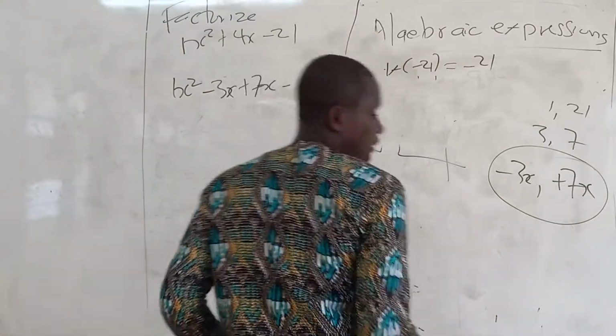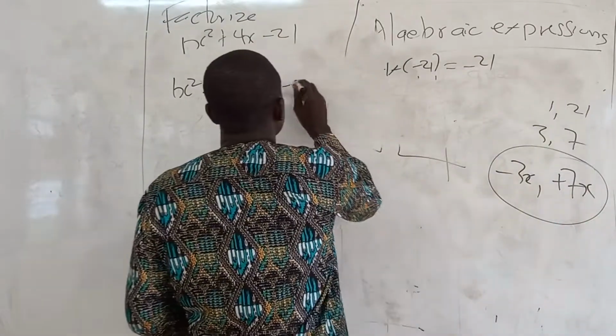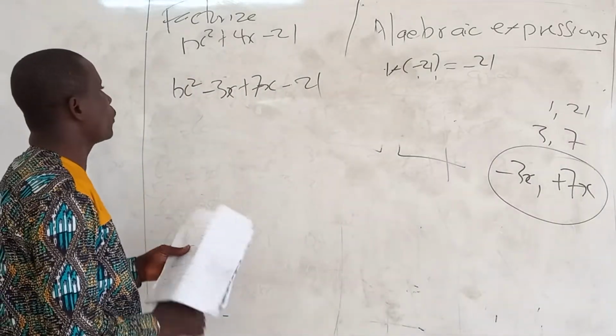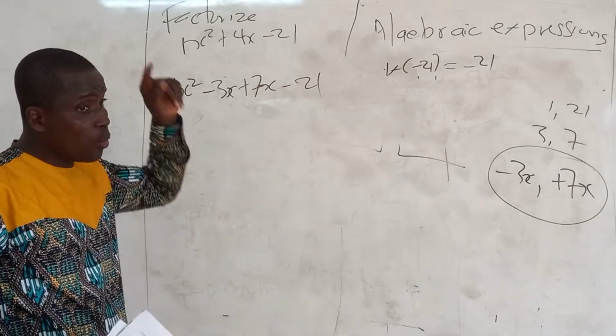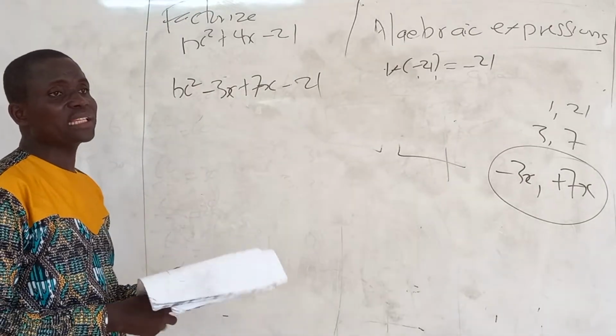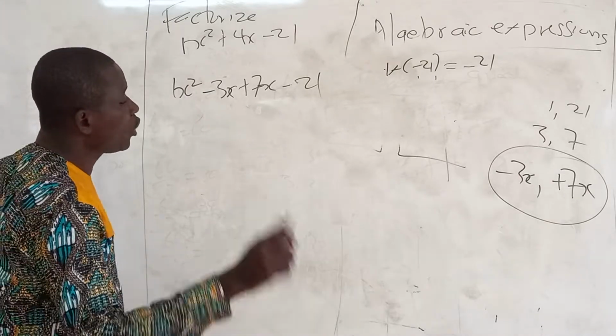So now, this is what we've got. I've transformed the equation to this level. So now we have reached where we started from, while we were simplifying, factorizing an ordinary quadratic algebraic expression.